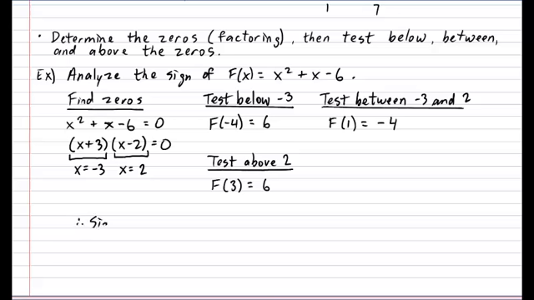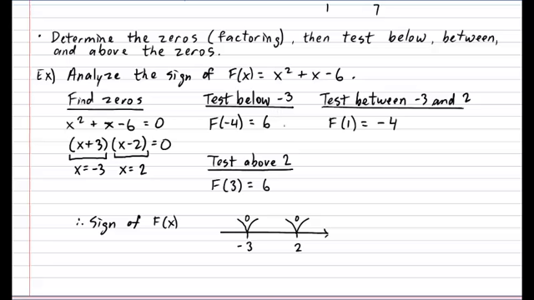Therefore, the sign of f of x is the following. I'm going to draw my number line. I'm going to put the two zeros down so it occurs at -3 and at 2. I'm going to draw the funny V shape. Fill it in with 0 and 0. And let's see what our test reveals.